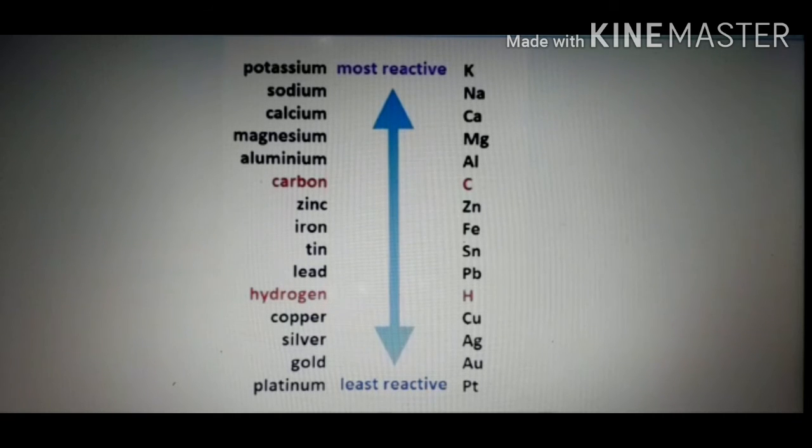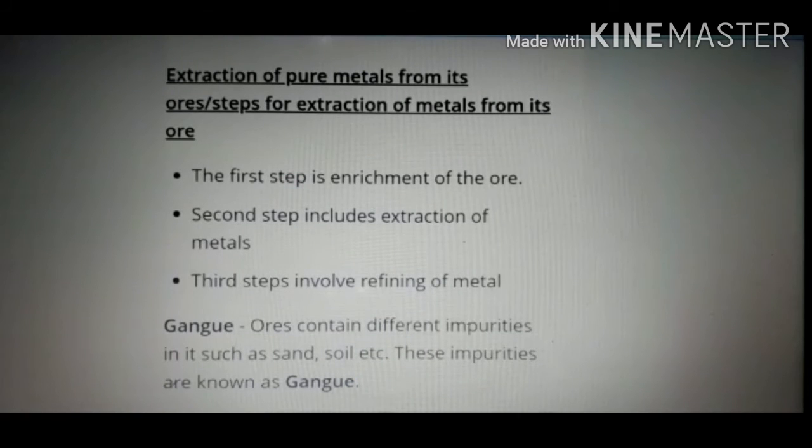Next we are going to see the extraction of pure metals from their ore. What are the steps of extraction of metals from ore? The first step is enrichment of the ore, the second step is extraction of the metal, and the third step involves refining of the metal.